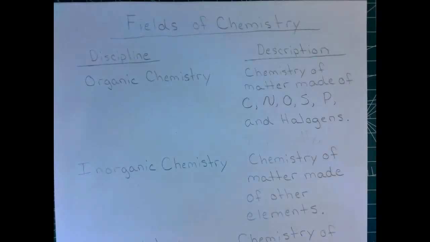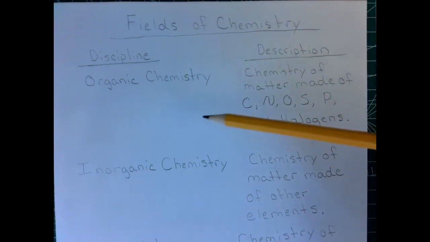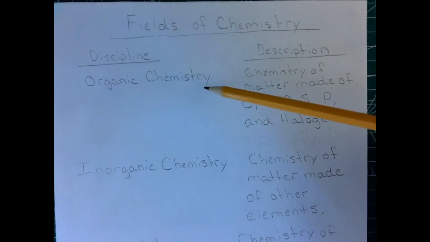So next I want to give you guys a little overview of the various fields of chemistry. And there are 5 major disciplines within chemistry. The first one I want to talk about is organic chemistry.